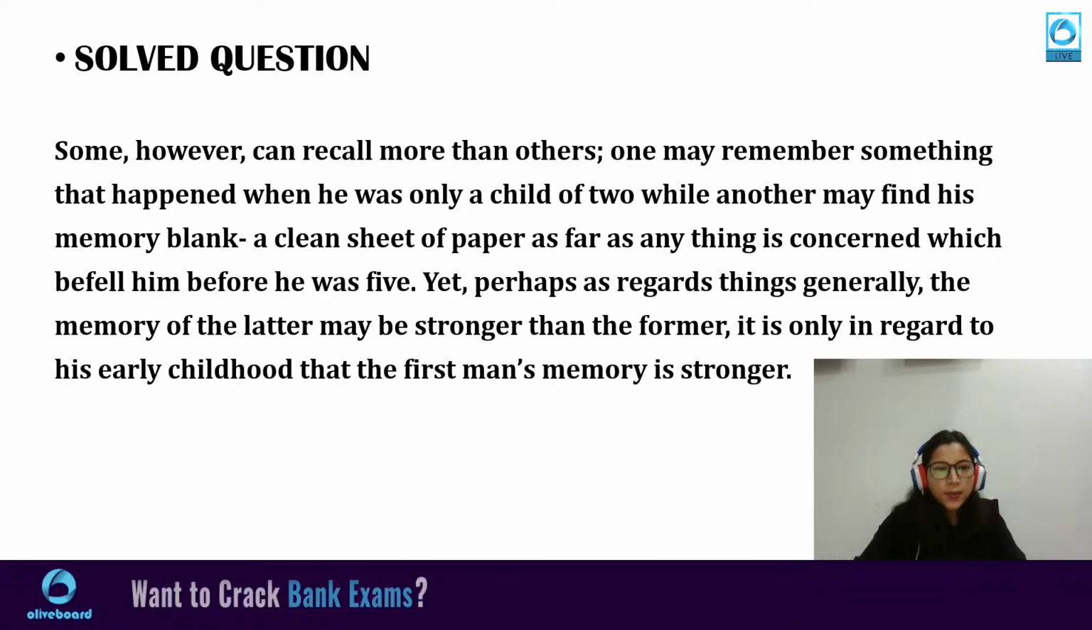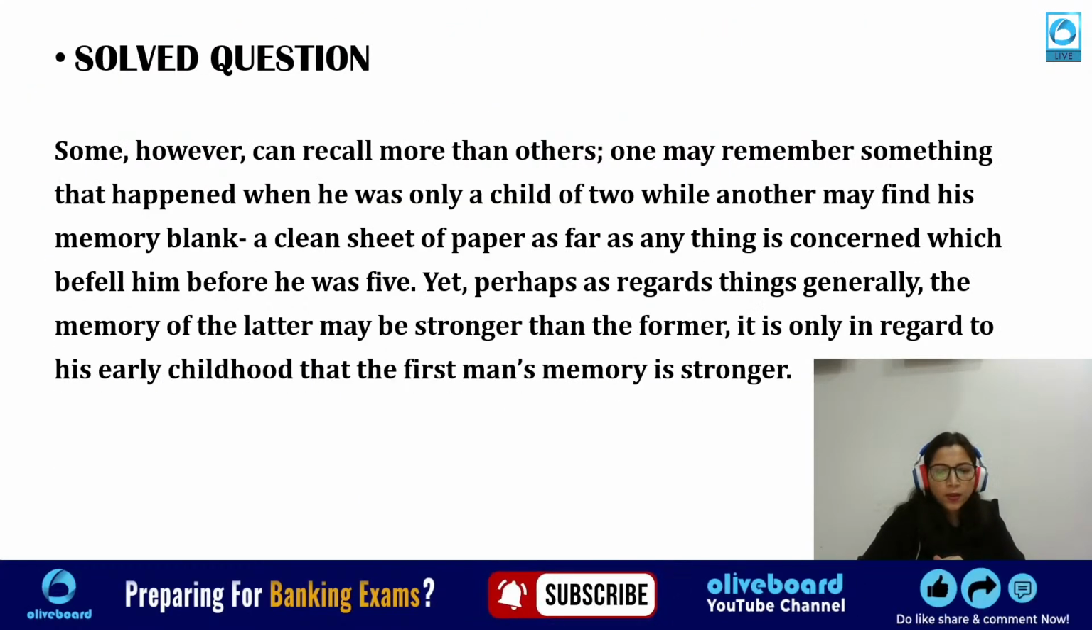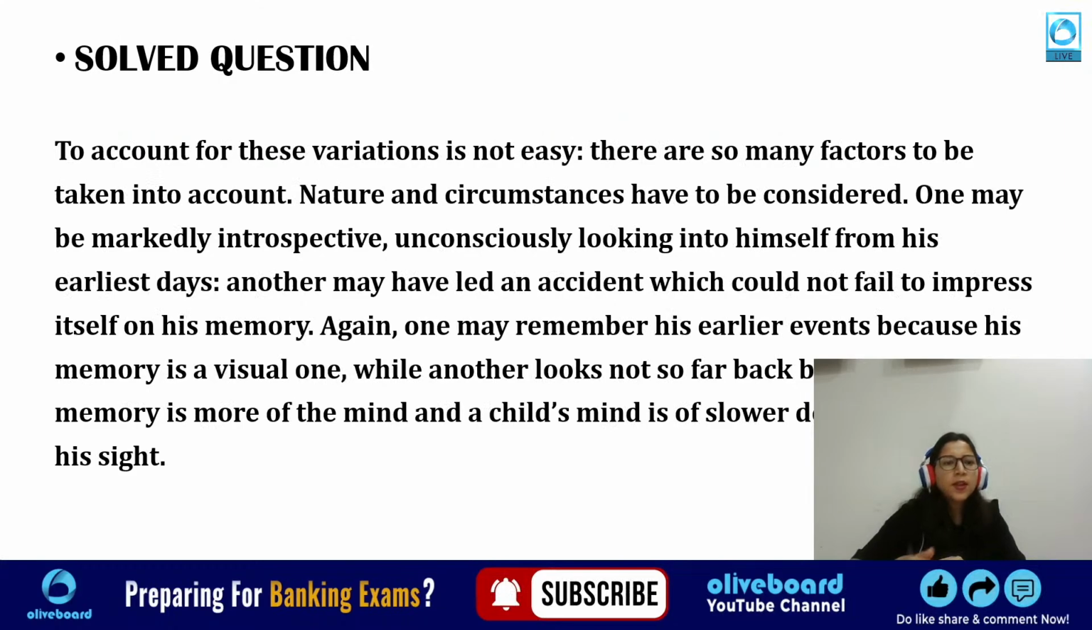Third one is this. See, this is the first paragraph. Anyways, you will get the PDF, Sumit. This is the third paragraph.